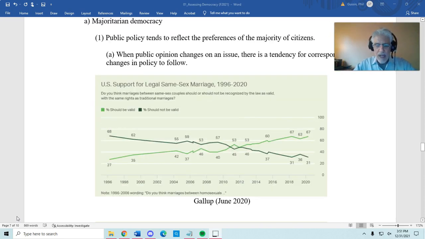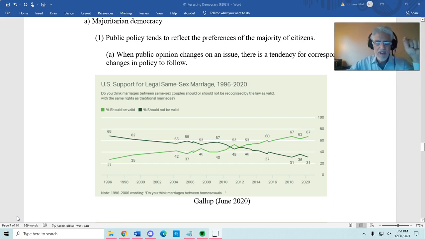The graph you're looking at there, right on the screen, is from Gallup. Gallup is a polling agency, and it shows U.S. support for legal same-sex marriage from 1996 to 2020. The wording of the question changes between 1996 and 2006, but we're not going to focus on that, though we'll come back to it later in a different lecture.